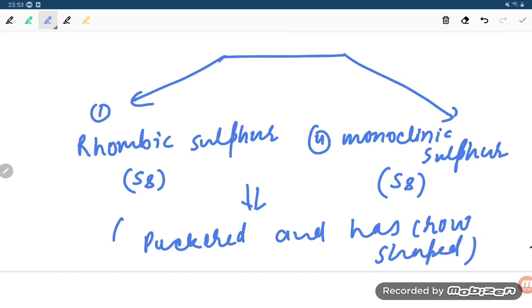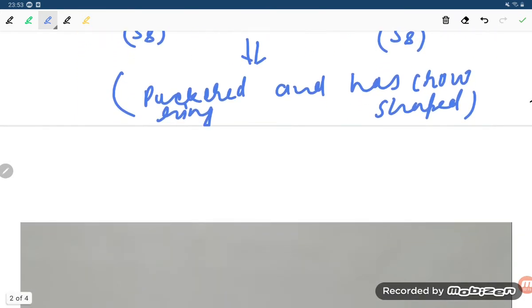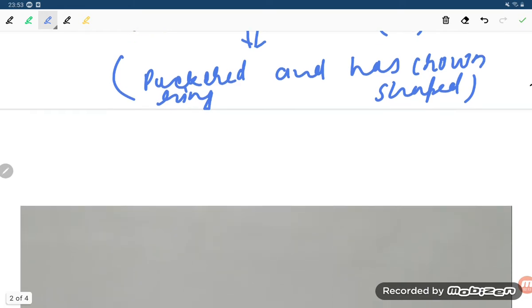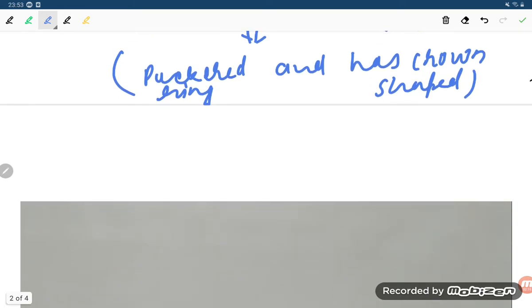So both have a puckered ring structure, called a puckered ring structure, and have a crown shape, students. So let us see the structure of the S8 molecule, students. This is the crown shape we are going to draw. This is the crown. Here is the sulfur atom, students. This is sulfur, this is sulfur, this is sulfur, and this is sulfur.